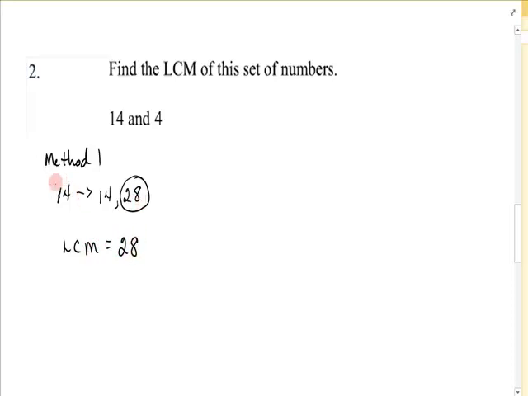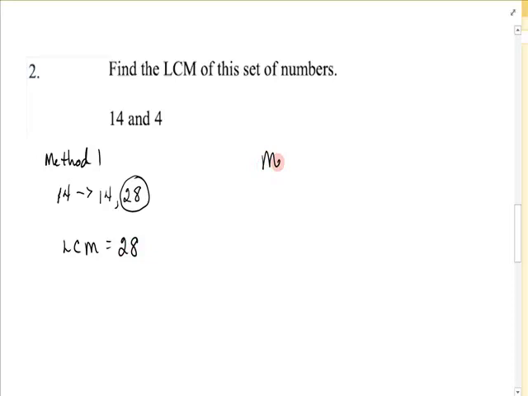I got that by just looking at multiples of 14. This is 14 times 1, 14 times 2. I might have had to do 14 times 3. And I'm checking to see if the other number, the smaller number, goes into them. When I find one that does, I've got the least common multiple.